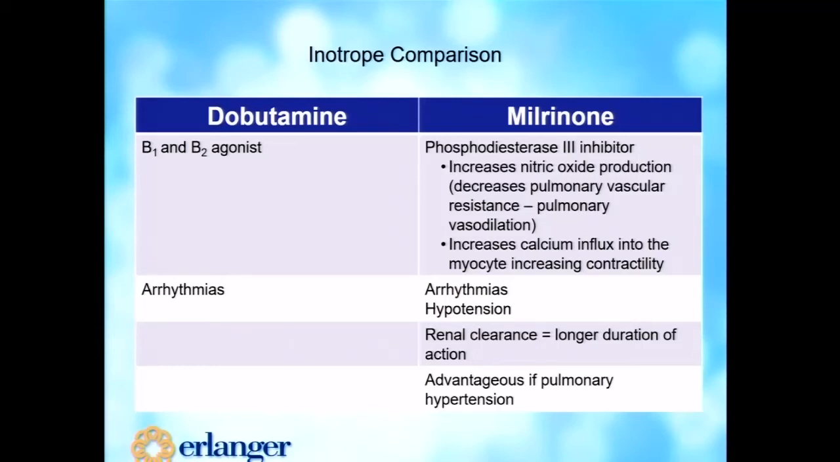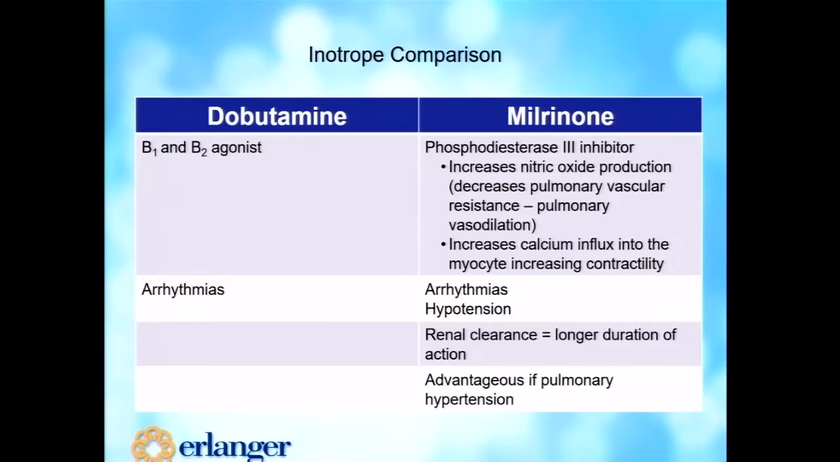Now you do see arrhythmias with both of these, but with milrinone, the difference is you do see more hypotension because it works in a different way. It works on your phosphodiesterase 3. It increases nitric oxide production, and this is what can decrease your pulmonary vascular resistance. But it also increases calcium influx into your heart, and it increases contractility that way.